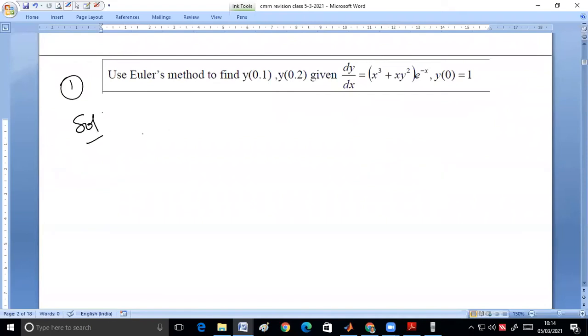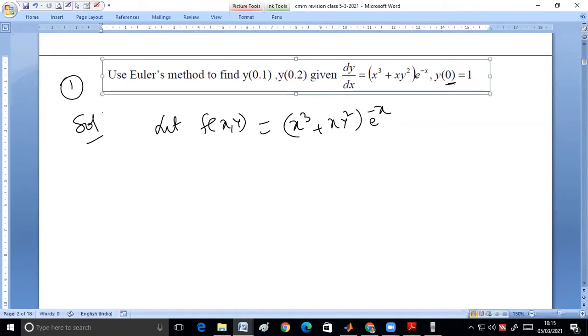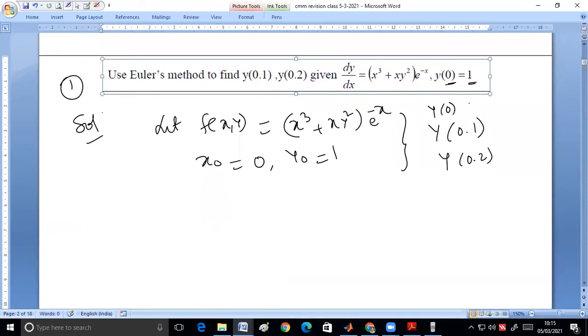First, what is f of x, y? f of x, y is nothing but the right side function of this differential equation, x cube plus x into y square e power minus x. And the initial approximation: x naught equals 0, y naught equals 1. Now we will find, with the help of this method, y of 0.1 and also y of 0.2. So y of 0 is given.